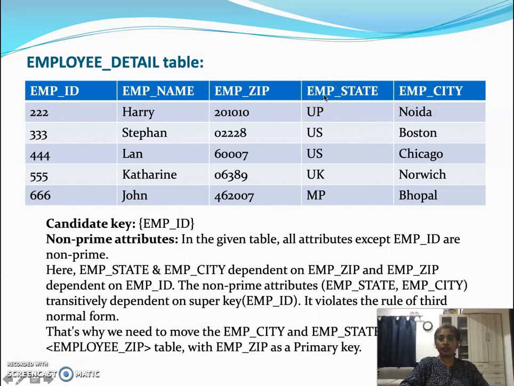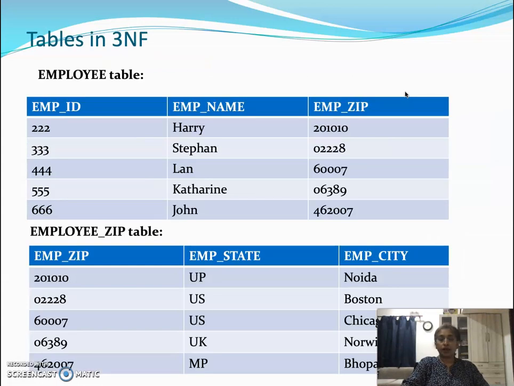According to the 3NF rule, this violates the rule. So the transitive dependence of EMP state and EMP city should be removed from this table. Let's see how we can remove this and make it into a 3NF.